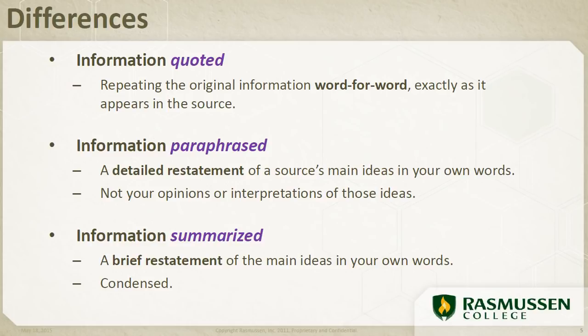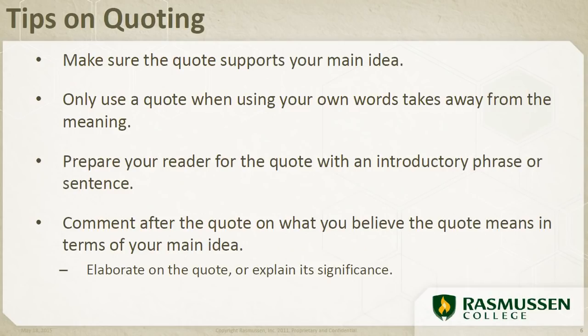Quoting information means that you are taking information word for word from the source. Paraphrasing information means you restate in detail the source's main ideas in your own words. You do not include your own opinions or interpretations within the paraphrase of the source. A summary is a brief restatement of the source's main ideas in your own words. Let's start with a few tips on quoting.